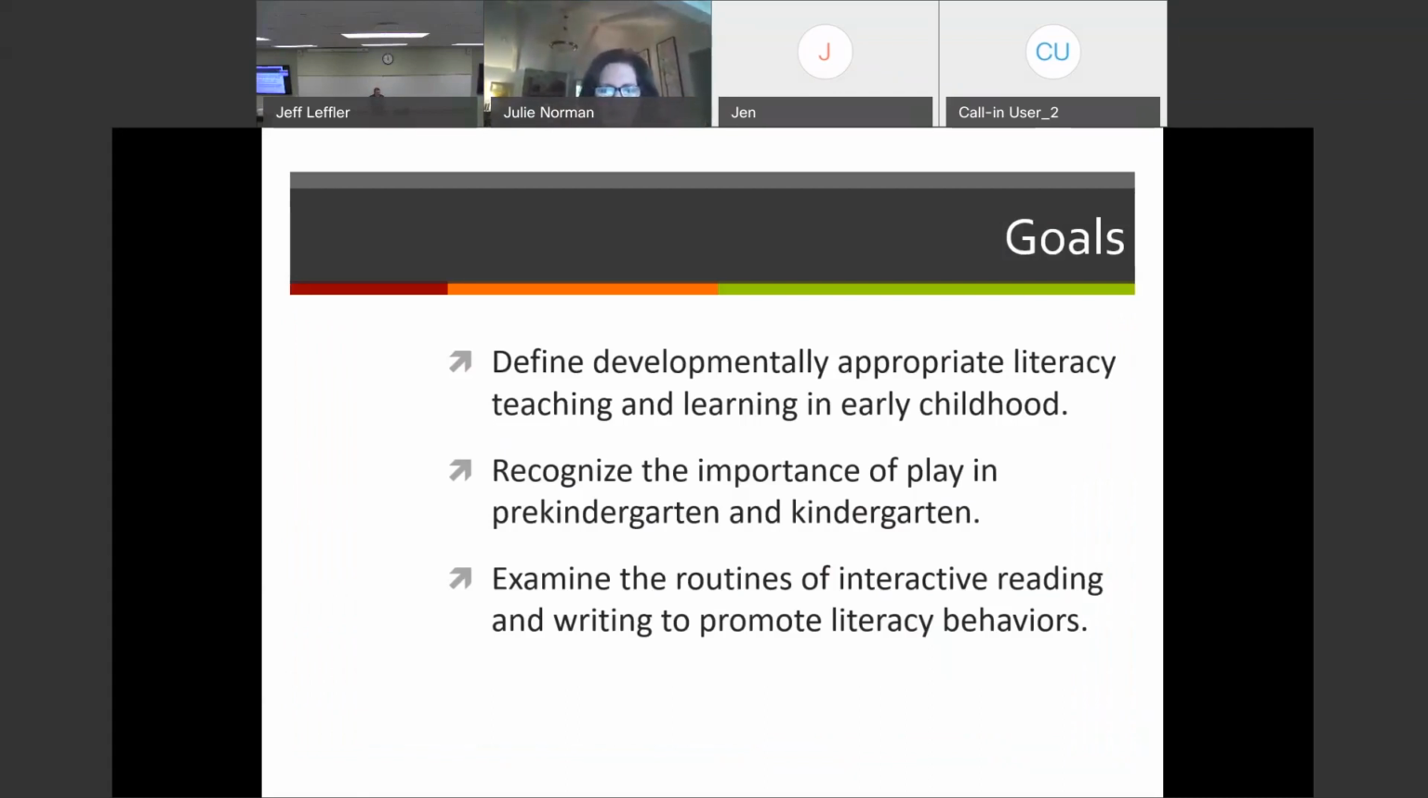We're also going to recognize the importance of play in pre-kindergarten and kindergarten, and talk about why that's important. That's going to be a precursor to our entire next session, which is going to take a deep dive into doing some brain smart play with your children. And then we're also going to examine the routines of interactive reading and writing that promote the literacy behaviors I'm talking about. I actually have some books that we're going to read together to demonstrate how to do that reading in an interactive way.